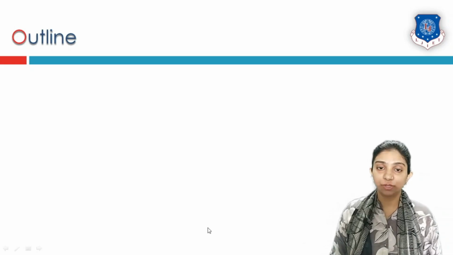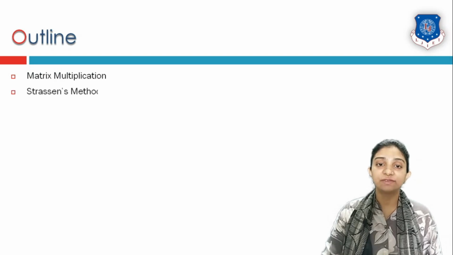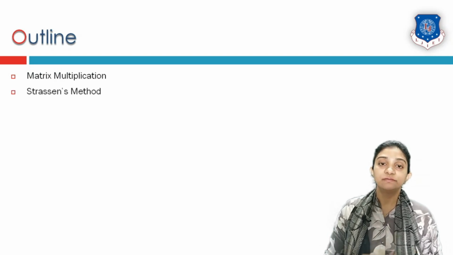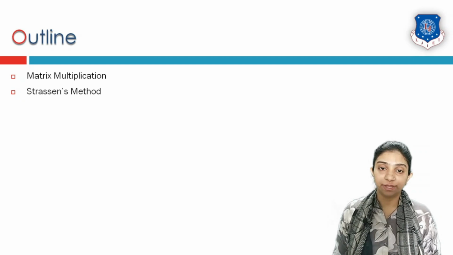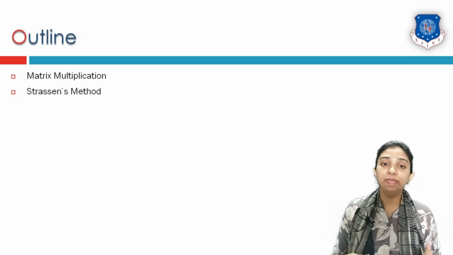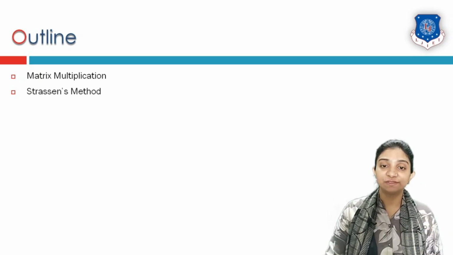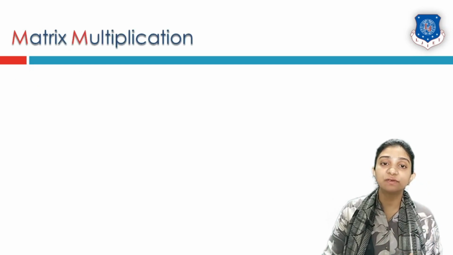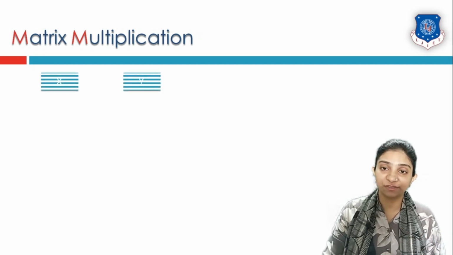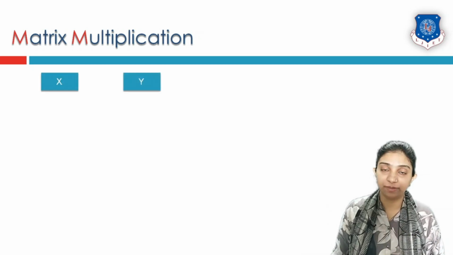Hi, today we are going to study Strassen's matrix multiplication method, which is a divide and conquer method to multiply any two square matrices of size n. To understand what is Strassen's matrix multiplication, let us first see how simple matrices are going to get multiplied.